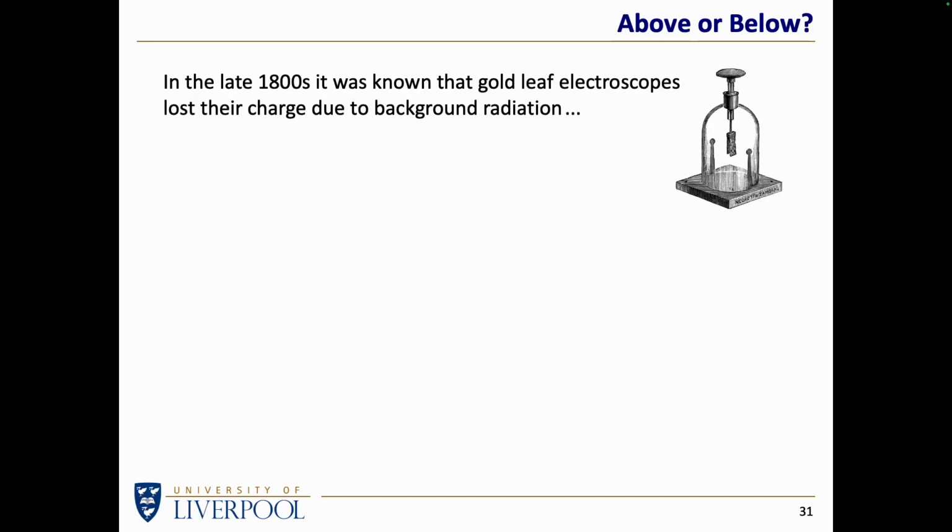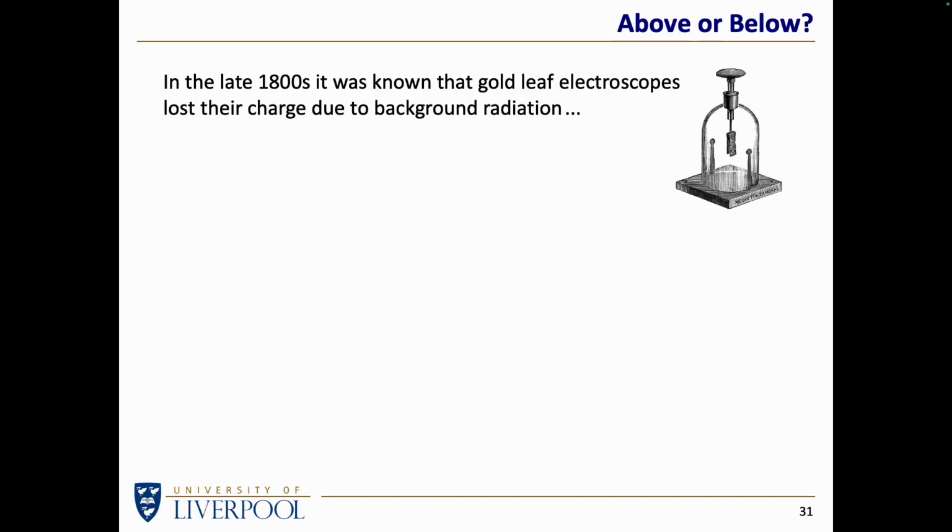If you charge them up by taking a cat and rubbing it against a balloon, or vice versa, so that you get a little bit of charge, remember, like charges repel, opposites attract. So if you charge both of those gold leaves with the same charge, they will separate because they want to be apart from each other. But what they found was if they charged up an electroscope like this, as they watched it, the leaves would come together. In other words, they would discharge.